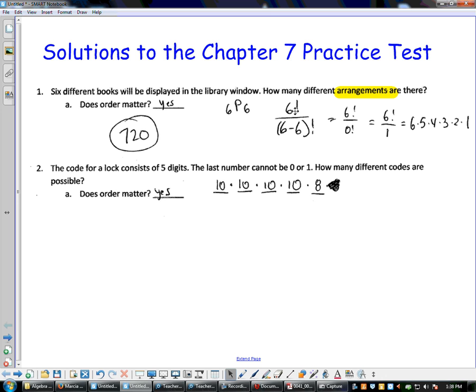So 6P6. That means 6 factorial over 6 minus 6 factorial. That's 6 factorial over 0 factorial. 0 factorial is defined as 1, so we get 6 factorial over 1, which is 6 times 5 times 4 times 3 times 2 times 1, which is 720.